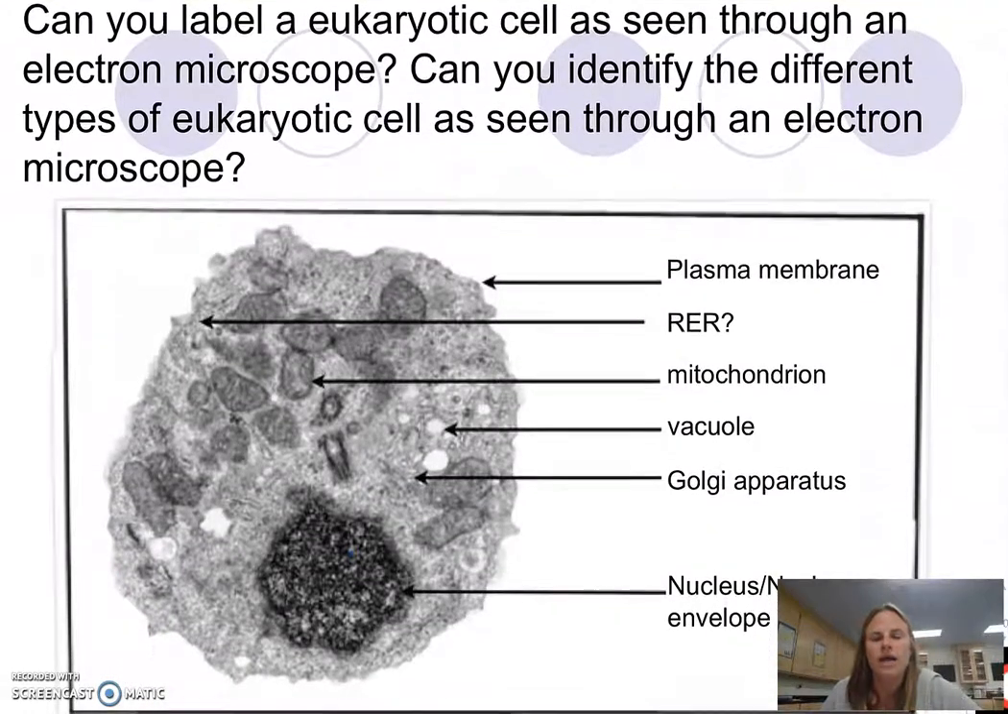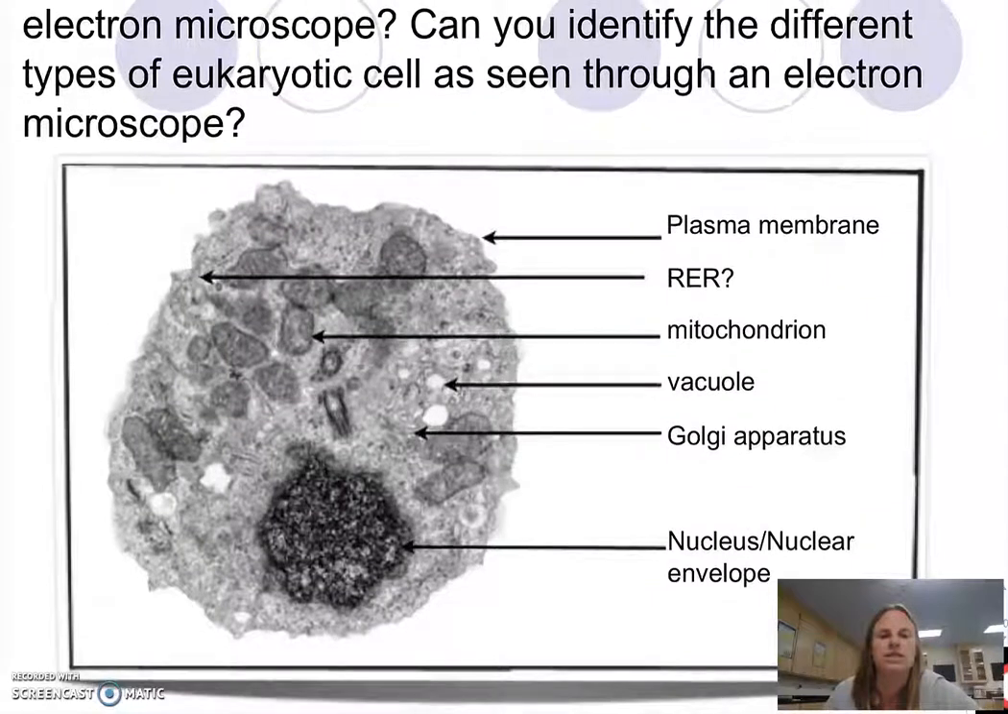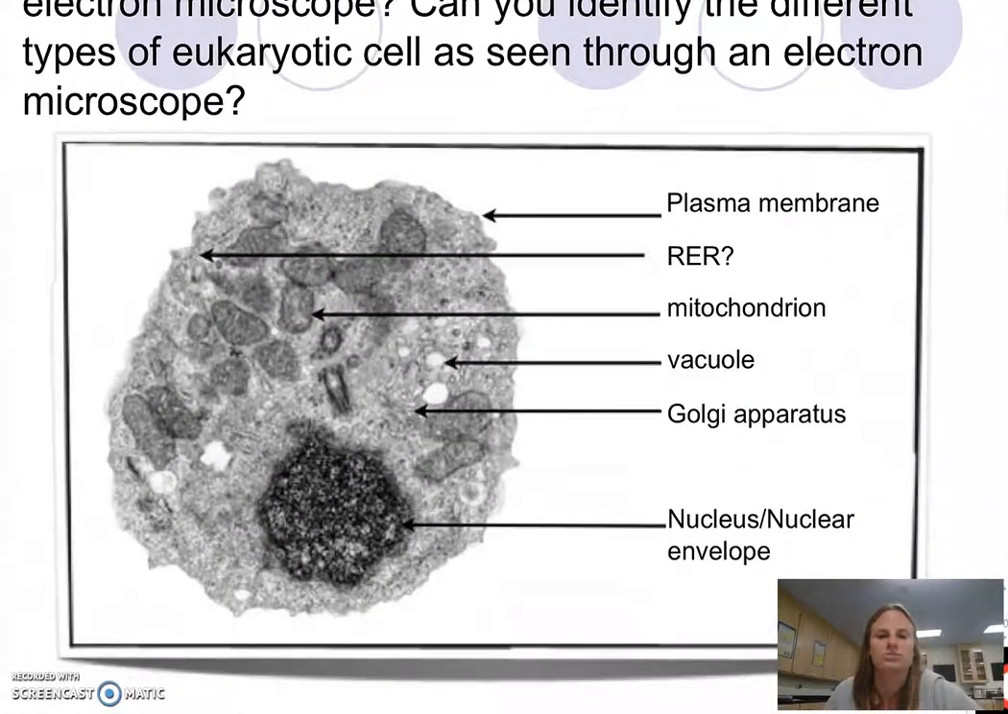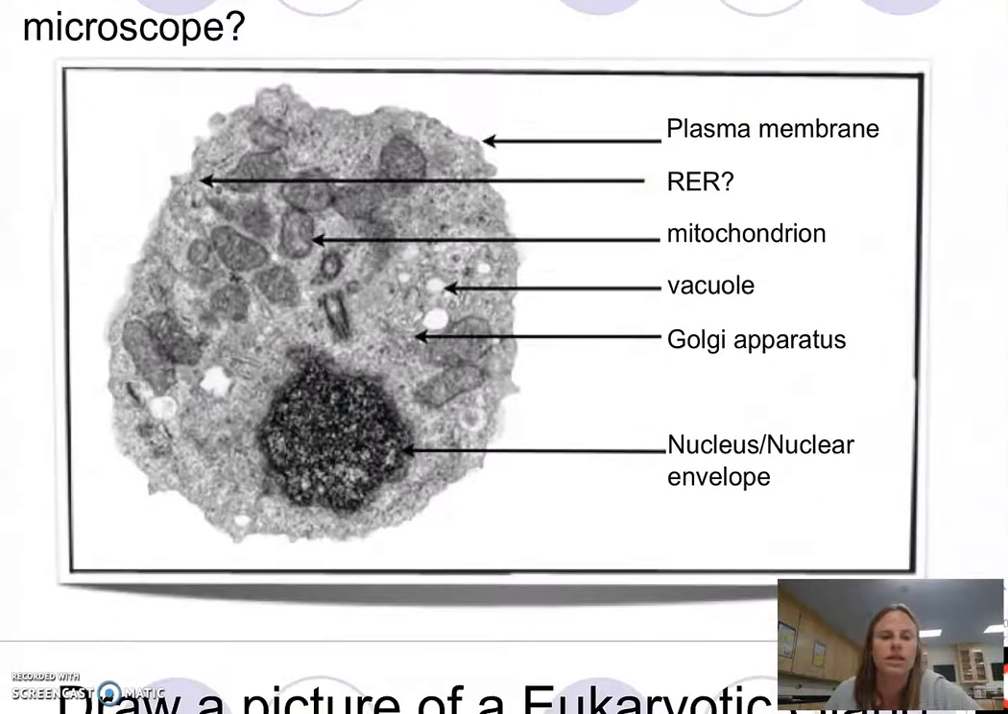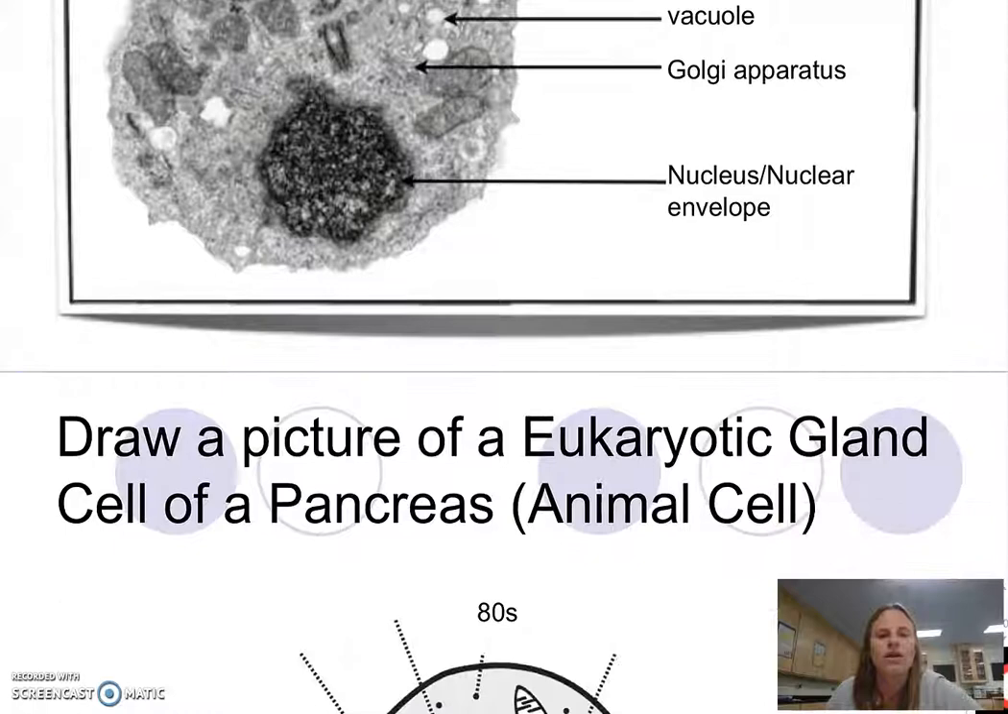So you will have to label eukaryotic cells, and the picture that you might have to label could be an artist's rendition, or it could be a micrograph like you're seeing here. And you'll need to be able to identify the major organelles, such as the plasma membrane, rough ER, mitochondria, vacuole, Golgi apparatus, the nucleus, and the nuclear envelope.